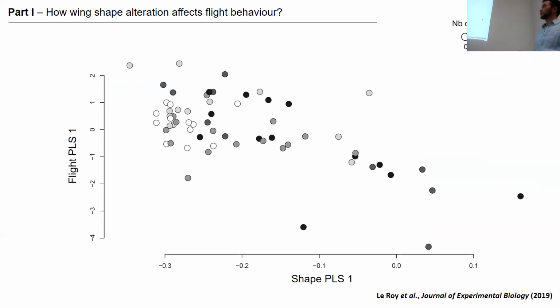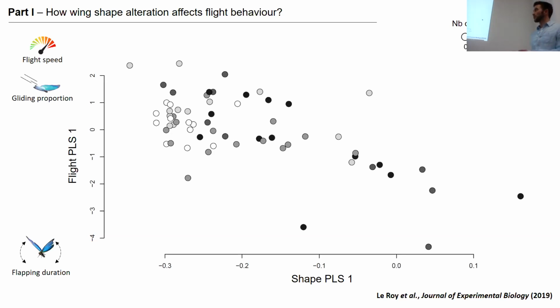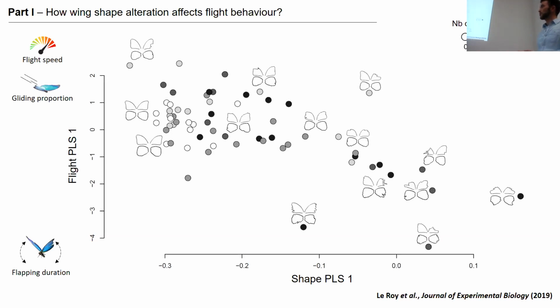So here, each point is a different butterfly, and the shade of gray indicates the number of wings that are damaged. And the y-axis is the flight variation, where there is an opposition between higher flight speed and gliding proportion throughout the top, contrasting with a longer flapping duration throughout the bottom. And if we plot some of the specimens, we can first see that the slightly damaged individuals show quite a similar flight as the intact one. So Morpho seem to be robust to slight wing shape alterations.